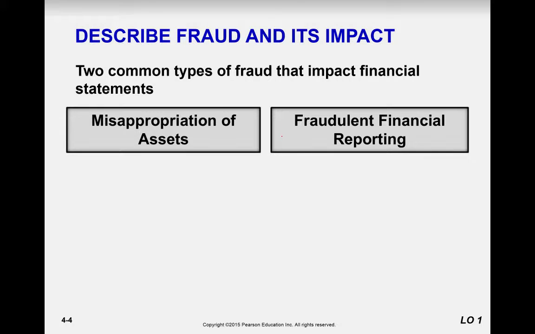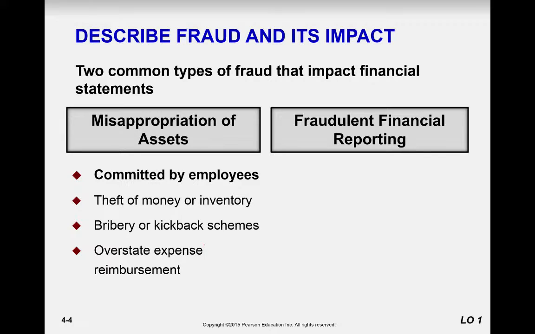The two types of fraud that have the most significant impact on the financial statements are misappropriation of assets, which is basically the theft of money or inventory. Usually cash and inventory are the two most predominant assets that are taken. You might also get some bribery or kickback schemes. For example, if you give business to a particular vendor, you might get some money for it, which is not adequate.